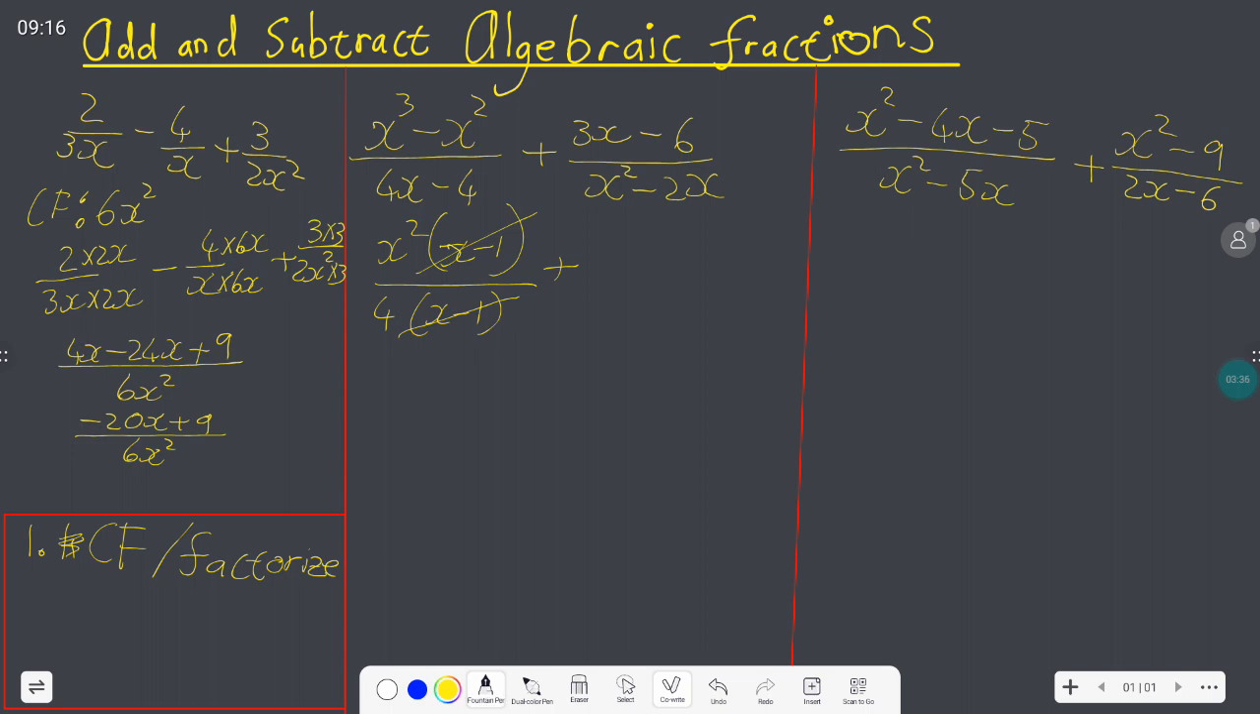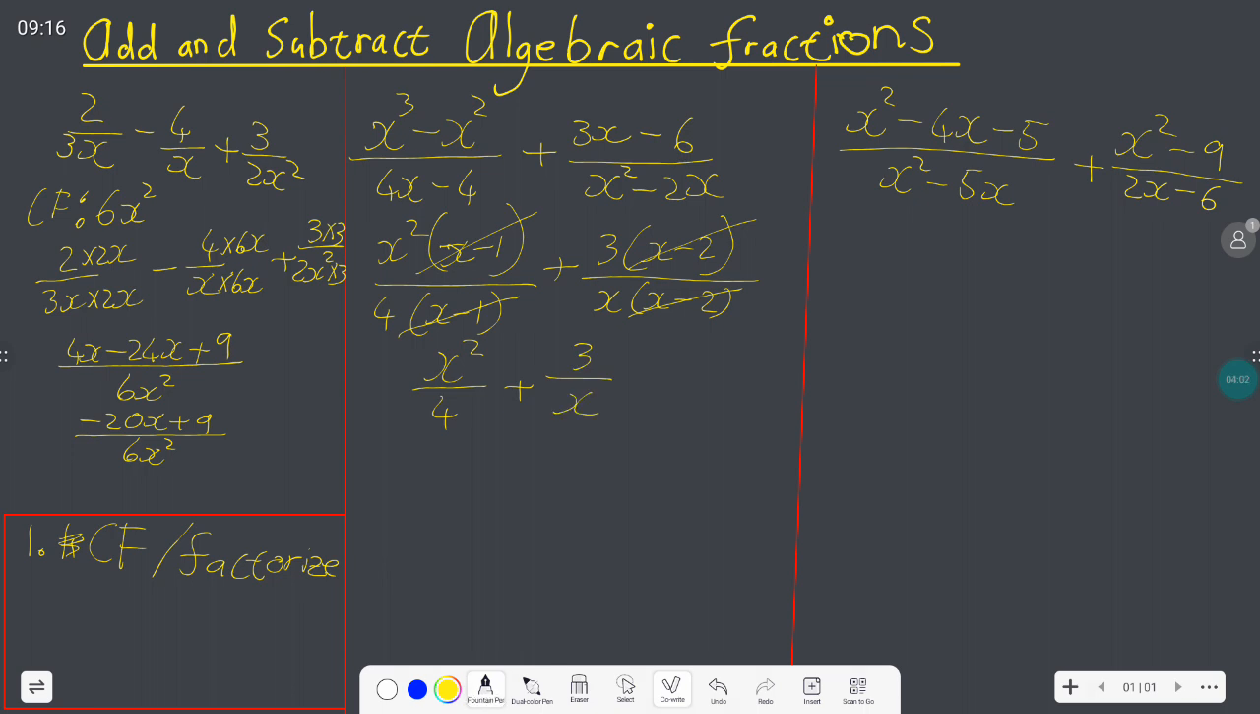Now my second part. What can I take out commonly at the top? I take out 3. I'm left with. And at the bottom I take out. I'm left with. Can those two cancel out as well? Yes. Same term. So what am I left with? I'm left with x squared over 4 plus 3 over x.